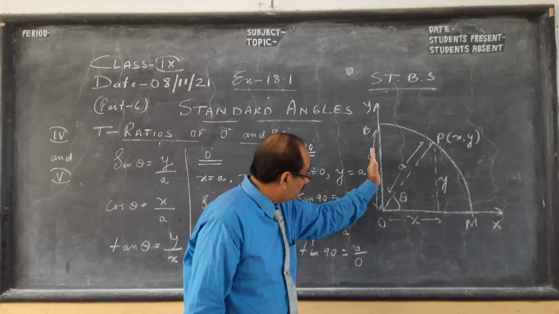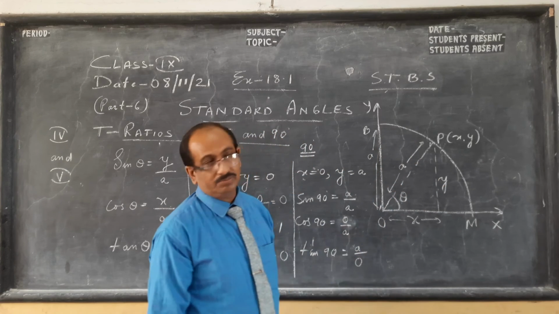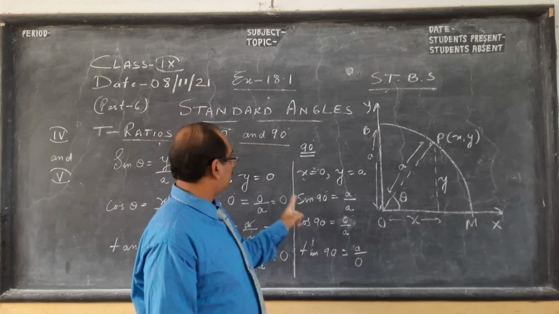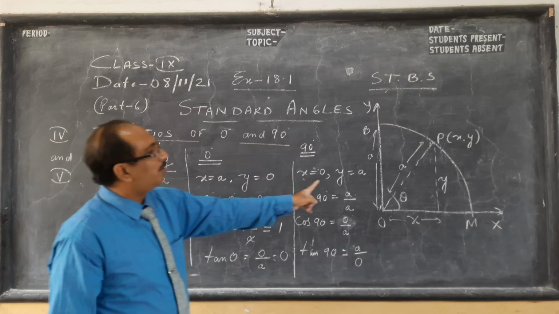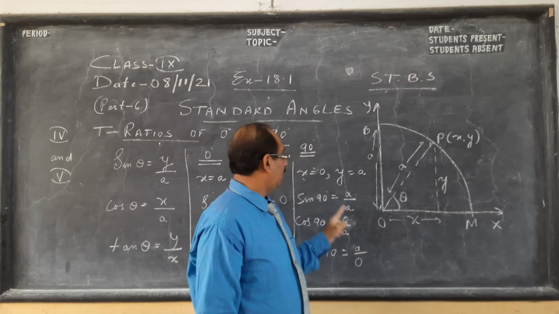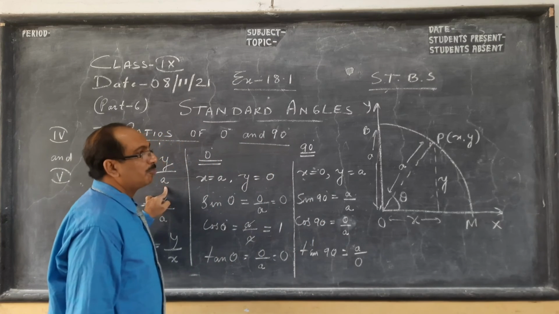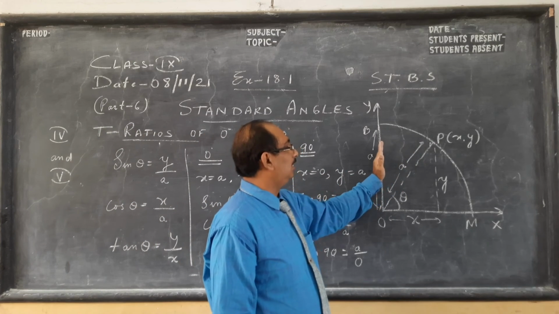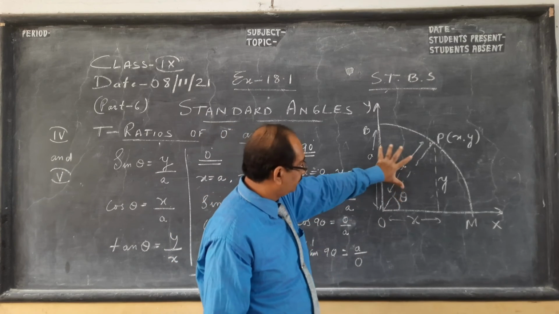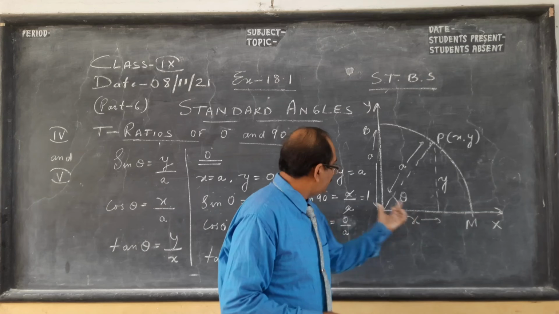When it becomes 90 degree, children, see, x becomes 0 and y becomes a, which is the radius of the particular arc. So sine 90, if you see here, y by a. Y has become a. Wherever your y is there, you write a. So a, and this is a, hypotenuse is also a. So we have both equal to a, perpendicular as well as hypotenuse. So we get 1.